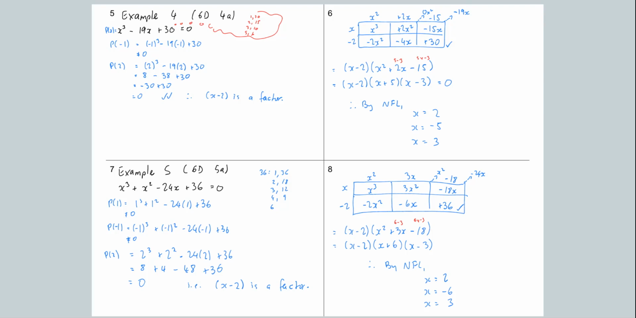Just keep that in mind, that you won't always get it down to 3 linear factors. If it's a quadratic factor that cannot be factorized any further, then that means there's no solution for that one. Okay, I'll leave this video here and I shall go through another 1 or 2 examples in the next video.